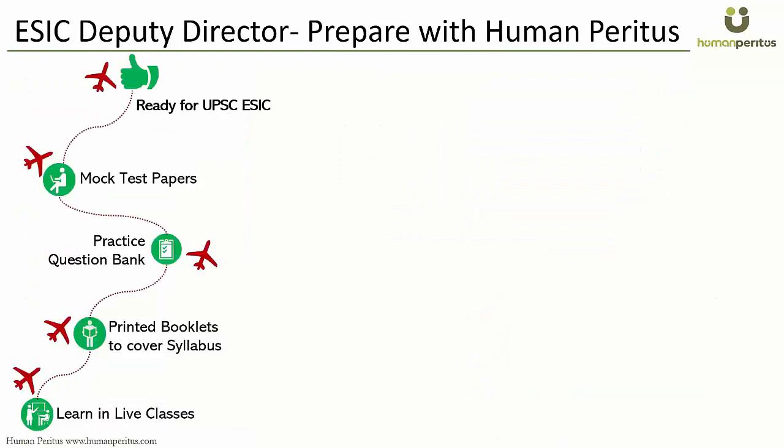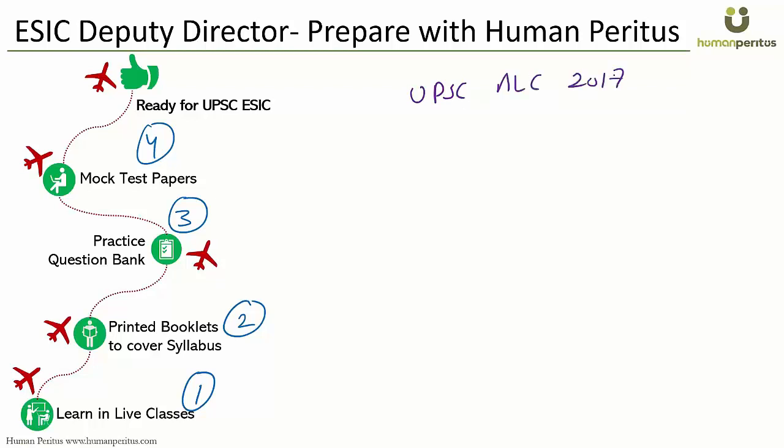Okay, so guys, what we are doing for ESIC Deputy Director. We have a 4-step plan. In step 1, we teach you in live classes. Then we make you go through printed booklets through which you cover the syllabus. Step number 3 is that we'll make you go through our online question bank of around 10,000 questions, and finally mock test papers. This is the approach with which we prepare you for RT exams of UPSC. This approach has worked very well earlier also. For example, in UPSC ALC exam, which was done in 2017, again we used the same 4-step approach, and we saw that more than 95% paper was from our course.